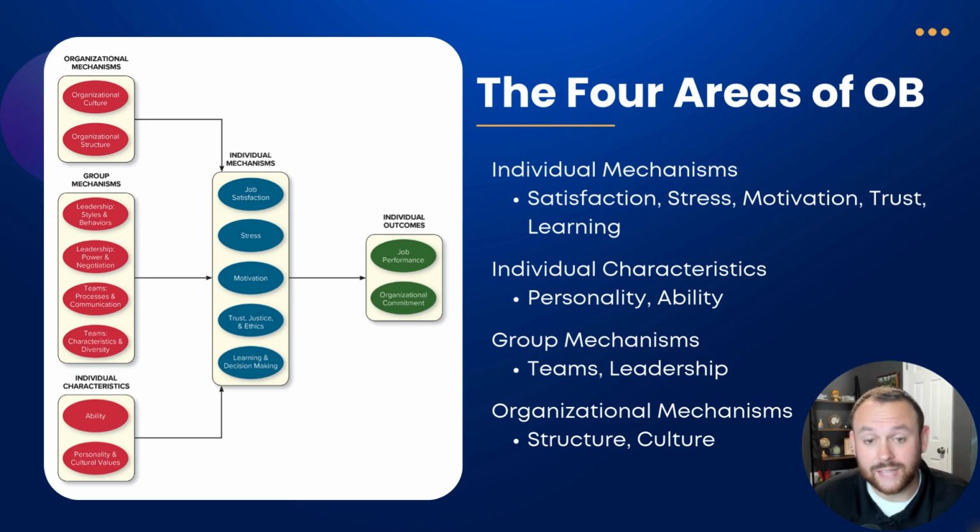The chart on the left of this screen comes directly from your textbook. It's the roadmap of organizational behavior, and there are four main areas we look at. Three of them go into one, and then another one works on it. The first is organizational mechanisms, such as organizational culture and structure, which are very unique depending on what organization you're at.